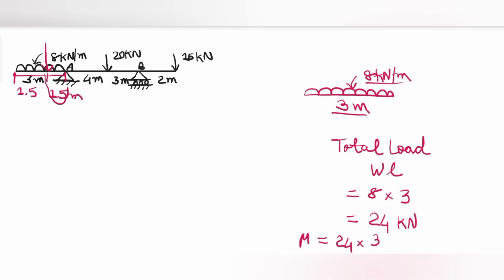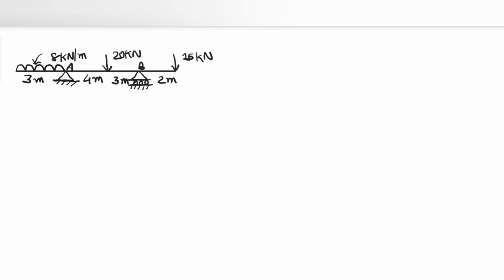And if we talk about the moment that is acting due to this UDL, how much will it be? Now we have converted it into a point load. About A, how much moment will it apply? 24 into 3/2, that is 24 into 1.5. Then about B, if I want to find it, how much will it be? Moment will be equal to 24 into perpendicular distance, which is 4 + 3 + 1.5, that is 8.5 meter, so it will be 24 into 8.5.